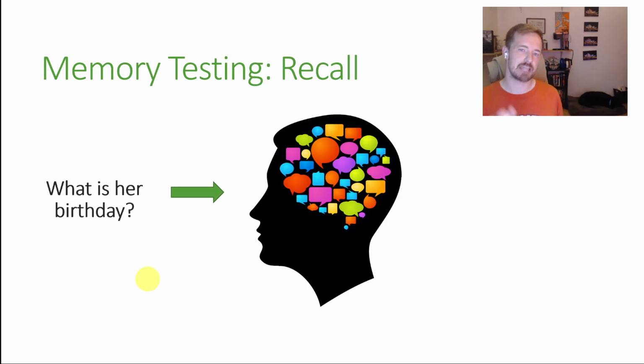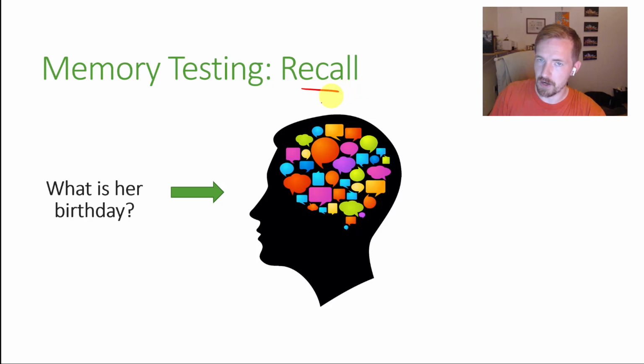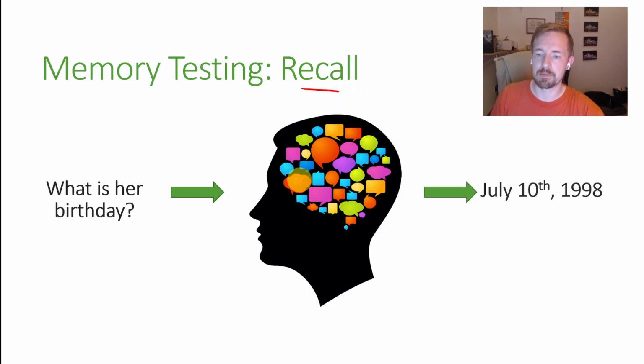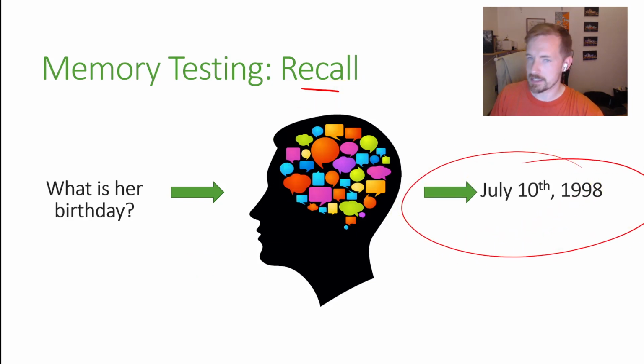So here is an example of each of those memory tests and how we might use them as an indirect method to look at memory. So if I were to say, what is her birthday? That is an example of recall because they have to generate that memory. So if they say July 10th, 1998, that is an example of somebody generating that memory. That memory is stored around here somewhere and they have to recall it. They have to retrieve it.